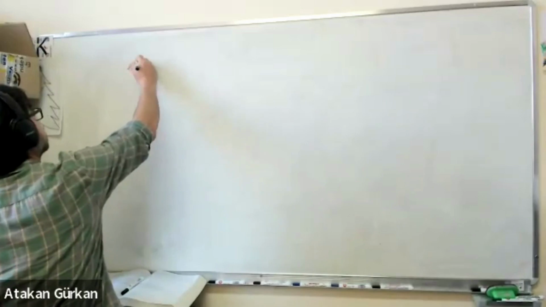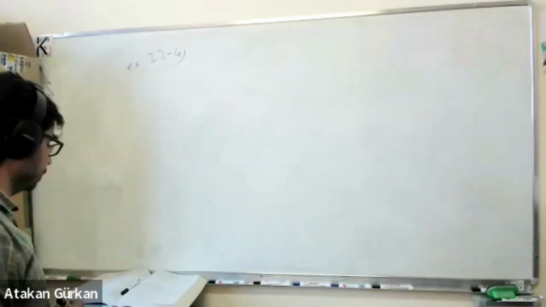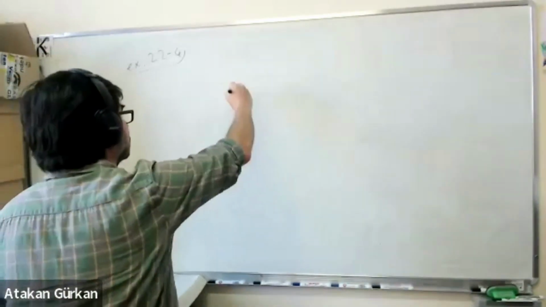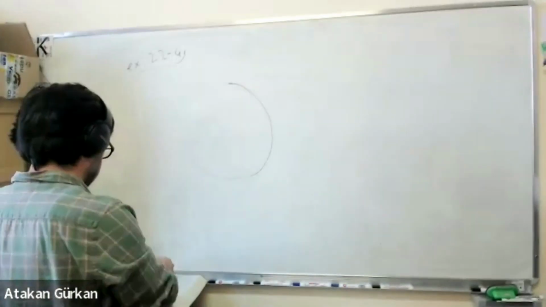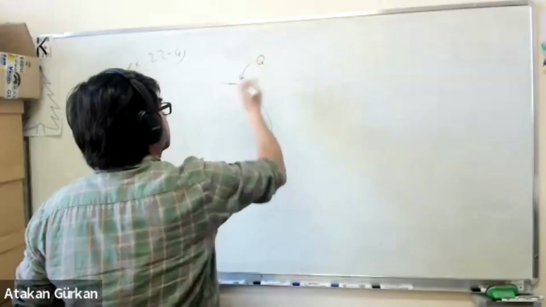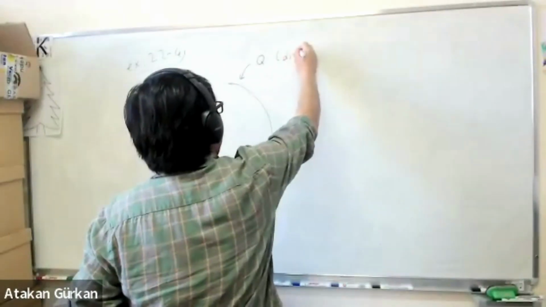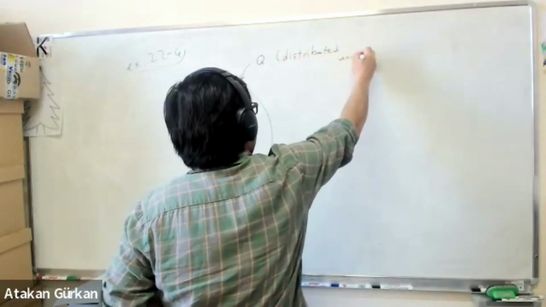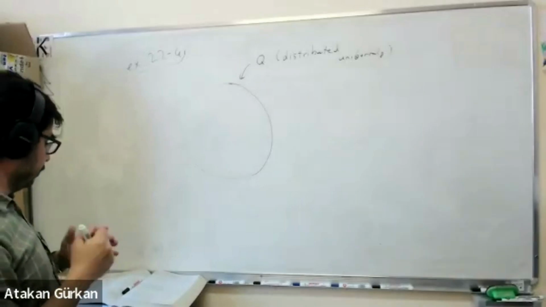So I'll start with example 22-4. This is a solid sphere of charge. So we have some solid sphere, and there's some charge on the sphere, and it's distributed uniformly. It's not just a spherical shell, it's a full sphere.